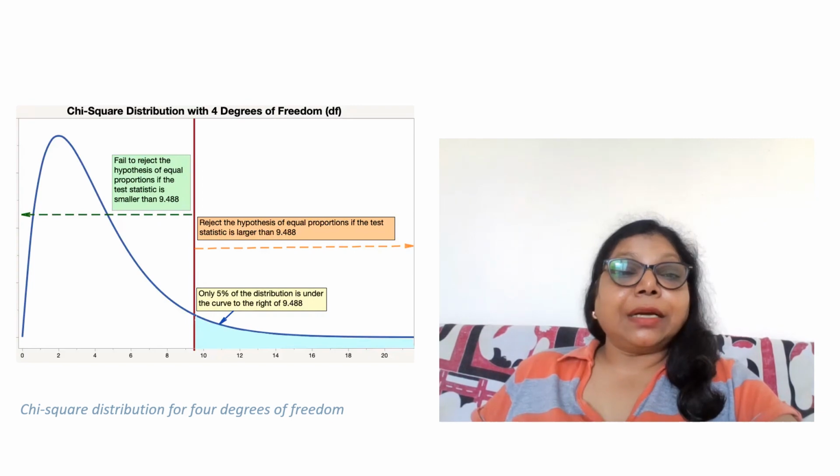So as we can see in the graph, a chi-square distribution with 4 degrees of freedom, and the area in green, as you can see, I can highlight this area, is the area where we fail to reject the hypothesis of equal proportion. Only 5% of the distribution is under the curve to the right of 9.488. So we reject the null hypothesis of equal proportion if it is greater than 9.488.